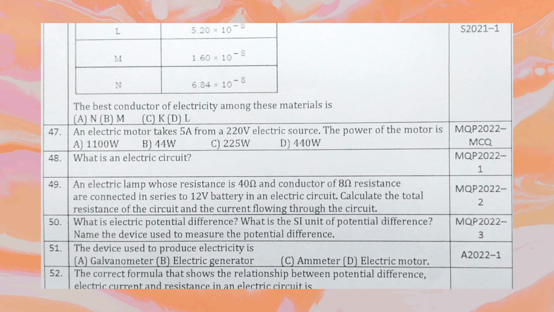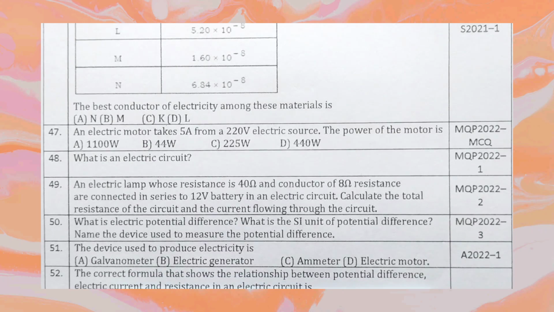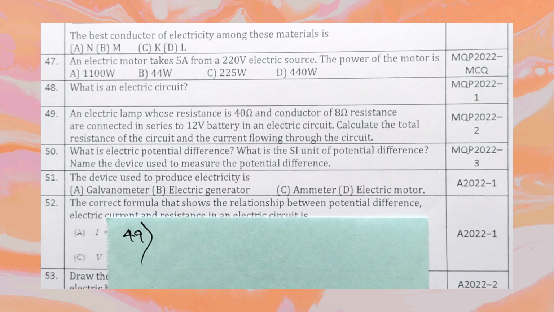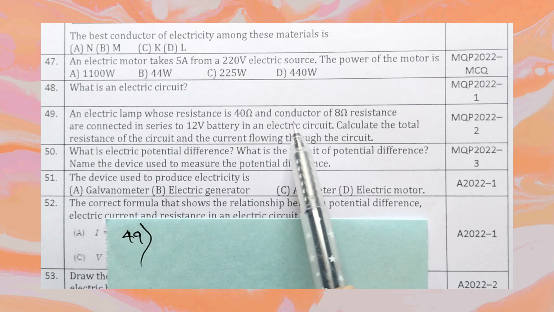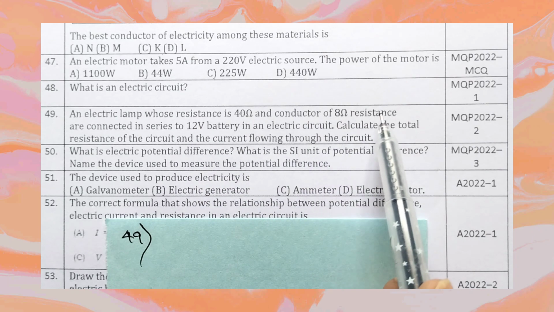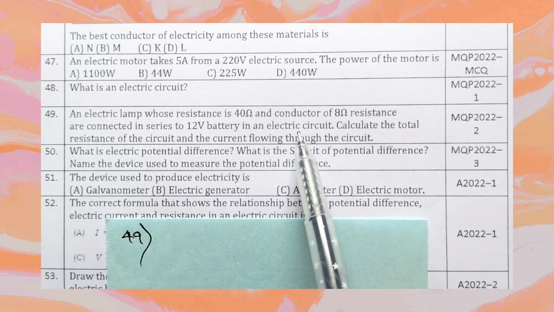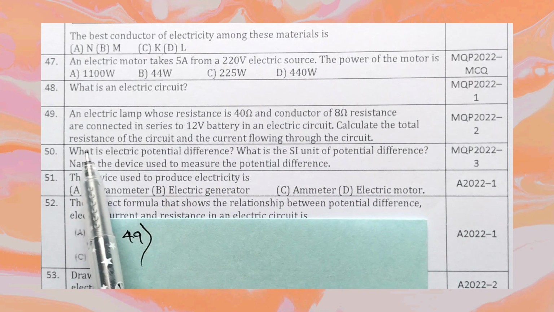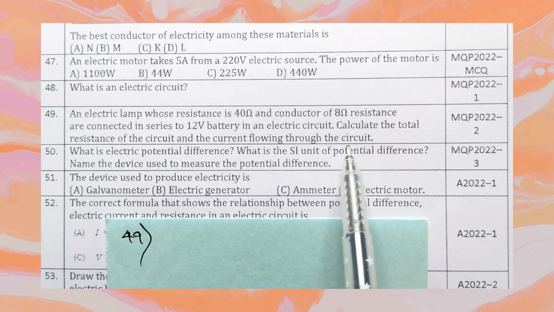In the 49th question, one numerical is given. Now let us answer that numerical question. The numerical is as follows. An electric lamp whose resistance is 40 ohm and a conductor of 8 ohm resistance are connected in series to a 12 volt battery in an electric circuit. Calculate the total resistance of the circuit and the total current through the circuit.